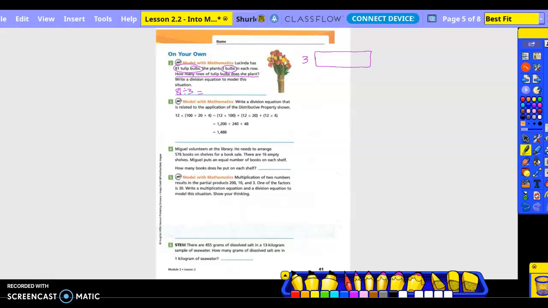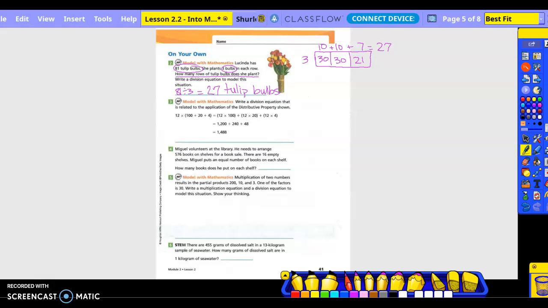What would be a good unit of 3? 30. You guys agree? Okay. So we could do 30. Can I do 30 again? No. So I'm up to 60. So what's 81 minus 60? 21, right? Okay. How many times does 3 go into 30? 10 times. So do that twice. 3 into 21? 7. And then I'm going to add these together and get 27. So 27 tulip bulbs.